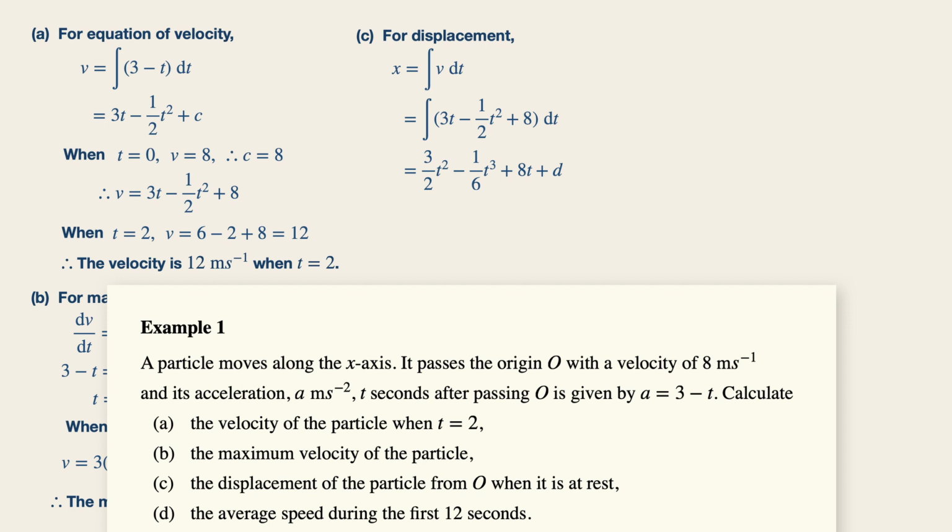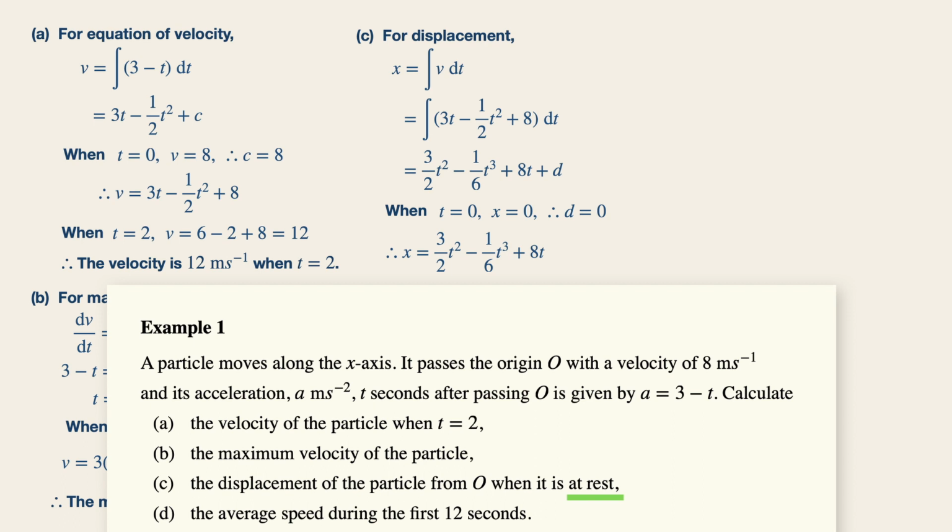Now to find the value of d, it is simply when t is equal to 0, x is equal to 0, because the particle first passes through the origin when t is equal to 0. Therefore, d is equal to 0, and the displacement will be 3/2 t squared minus 1/6 t cubed plus 8t. And this is not enough because we want to find the displacement when the particle is at rest.